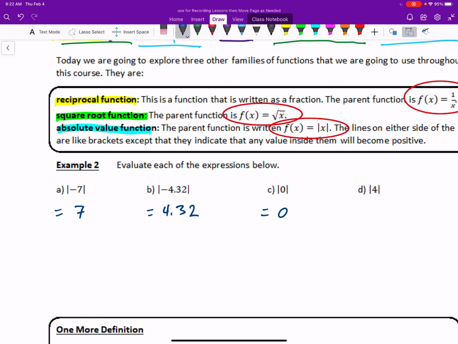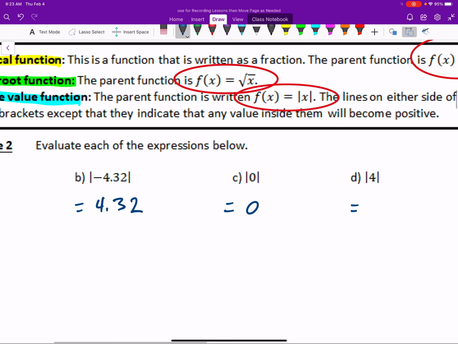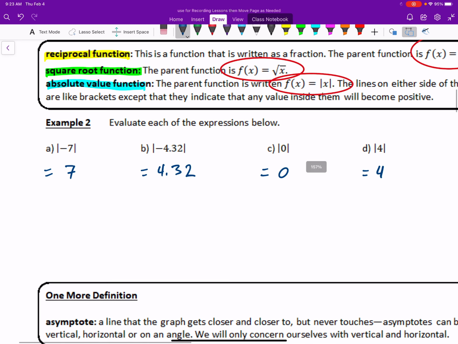0 is still just 0. It's neither negative nor positive. And 4, if something's already positive, like in part D, it stays positive. It doesn't change to the opposite sign. It just becomes positive. That's what absolute value does.